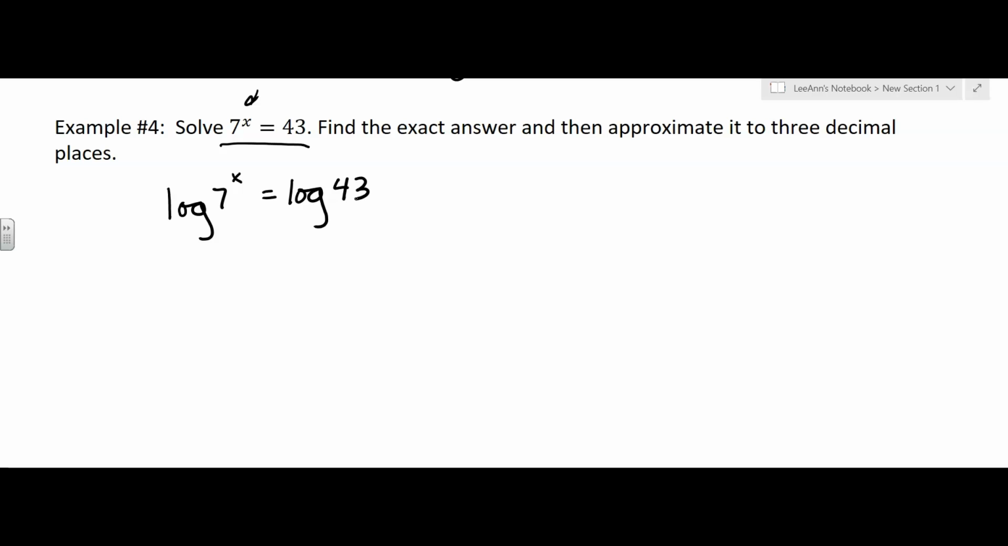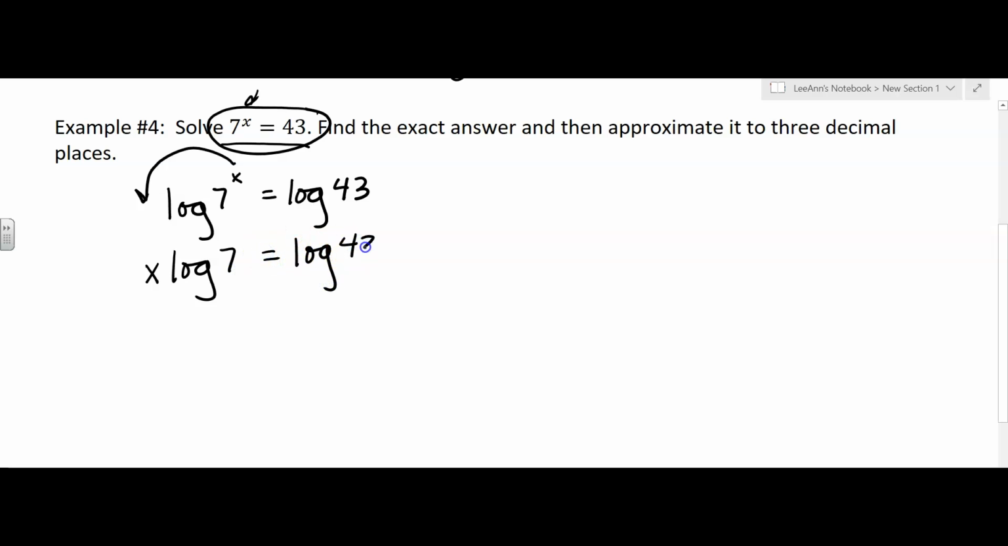Now, before I finish this problem, I'm going to say, there's another way to do this, and you might be thinking, hey, why doesn't she just change it into logarithm form and get it out of exponential form? That's another way to do the problem, and I'll show you what that looks like after we do it this way. Okay, so I took the log of both sides. Well, the x is still up there in the exponent spot, but I have the property that says I can bring it down. So now I have x times log 7 equals log 43.